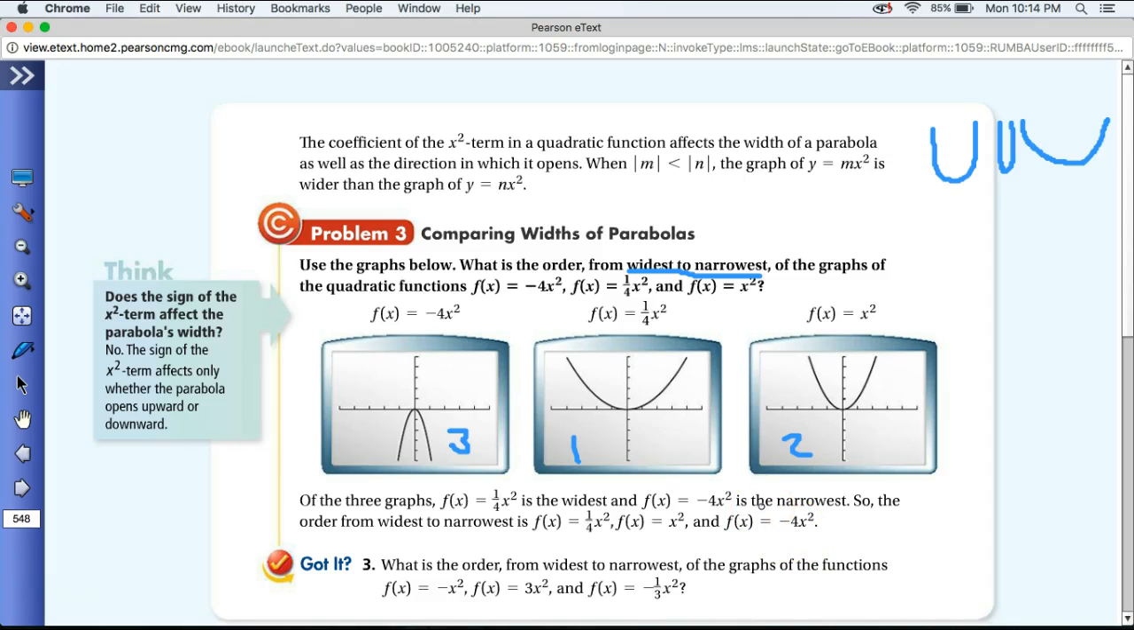So again, the width is dictated by the coefficient. Positive or negative makes no difference. Basically, the smaller the fraction gets, the wider the parabola is going to get. The bigger the whole number gets, the skinnier the parabola is going to get. That might be slightly counterintuitive. Normally you think, well, it's a fraction of the size, but it actually has the opposite effect. So fractions give you wider graphs, whereas whole numbers give you skinnier graphs.